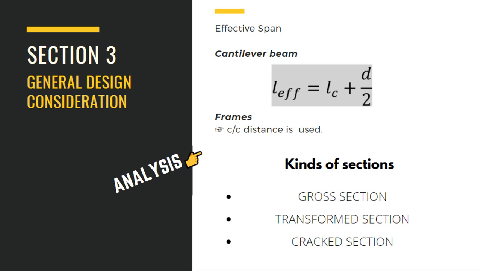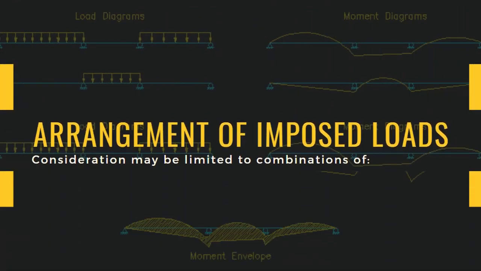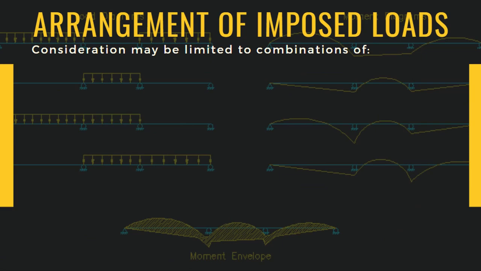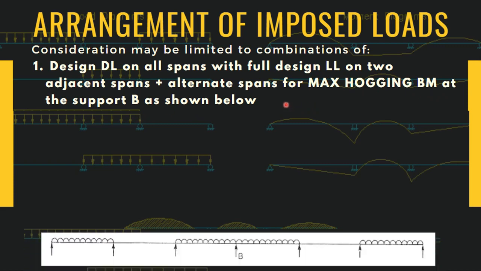Now coming to the arrangement of imposed loads, they should be arranged for maximum hogging moment and maximum sagging moment. The IS code specifies that consideration may be limited to combinations of the following. First one: design dead load on all spans with full design live load or imposed load on two adjacent spans plus alternate spans for maximum hogging moment at the support B, as shown below. If you see the diagram, it will be clear enough.